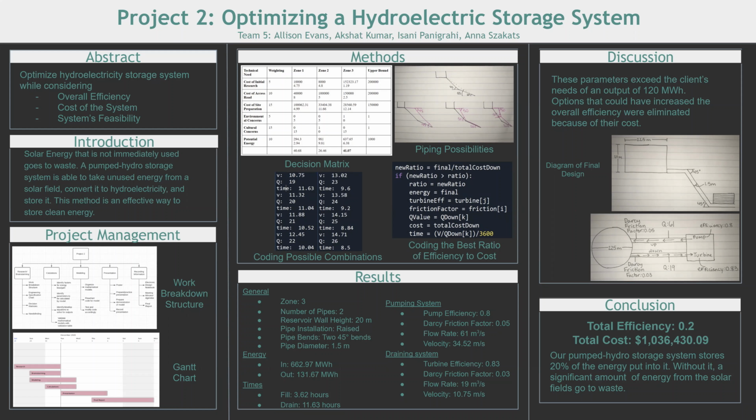Introduction. Our main goal was to create a model that can be used to help optimize the pumped hydro storage facility design. Solar energy that is not immediately used goes to waste. A pumped hydro storage system is able to take unused energy from a solar field and convert it to hydroelectricity as well as store it. This method is an effective way to store clean energy.